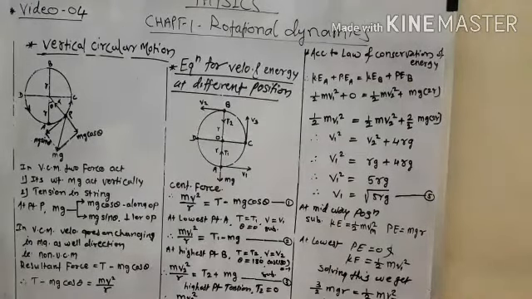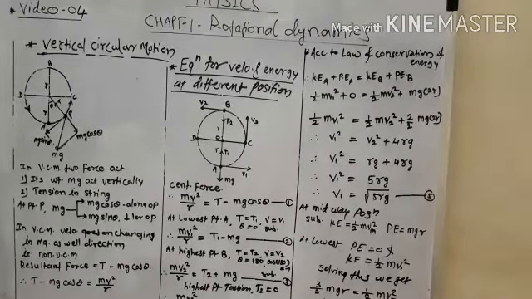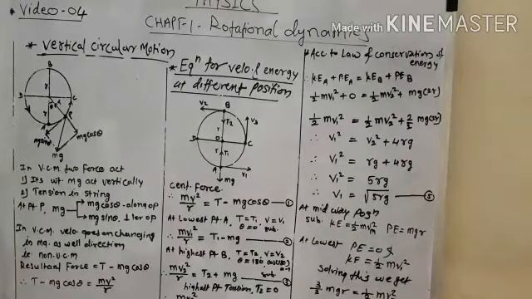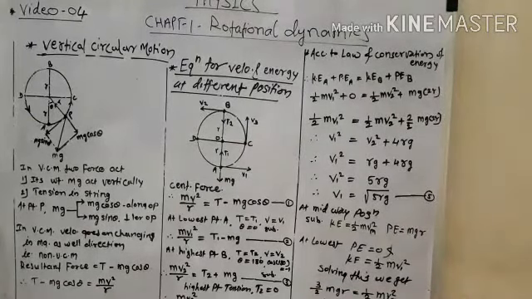In this VCM the velocity does not remain constant; it changes in magnitude as well as direction, so it is also known as non-UCM. We have explained this vertical circular motion and the resultant force, that is, T minus mg cos theta is equal to mv square upon r. In the next derivation we use this equation.